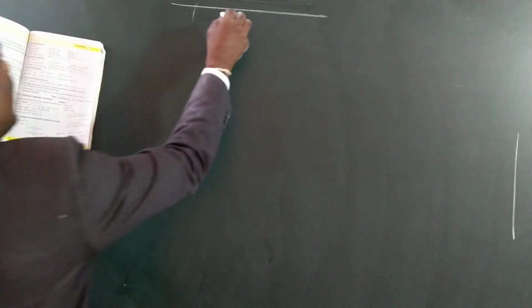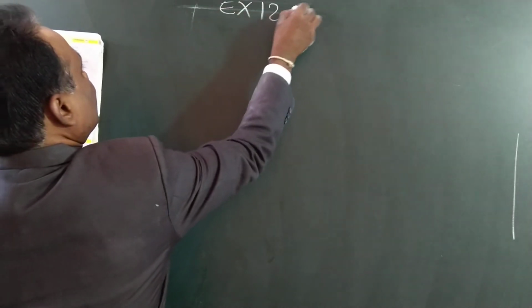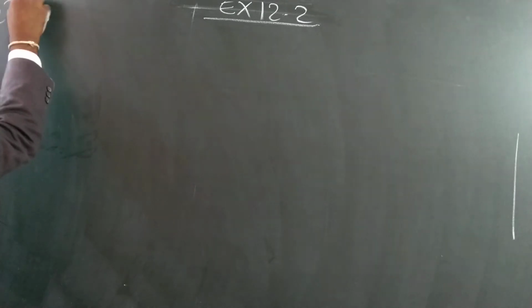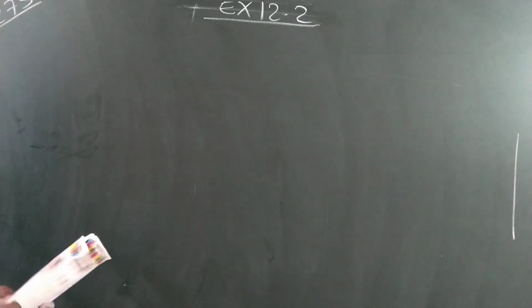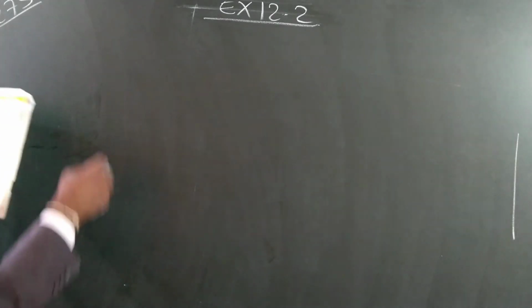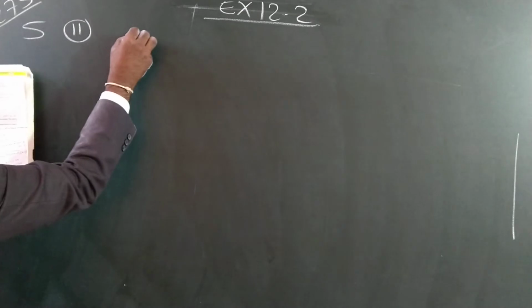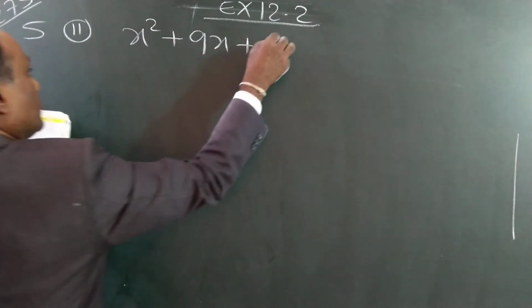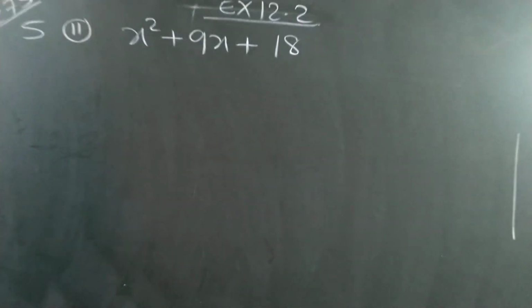Students, see here, exercise 12.2, page number 275. Page number 275, exercise 12.2, fifth second bit. Write down.